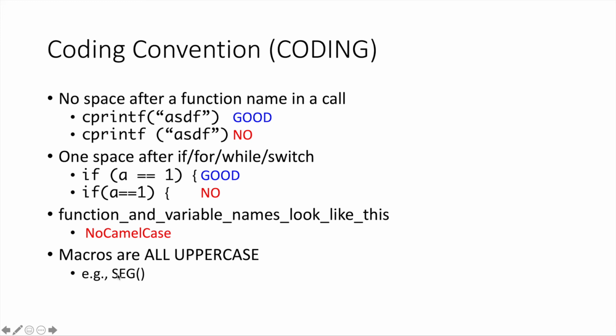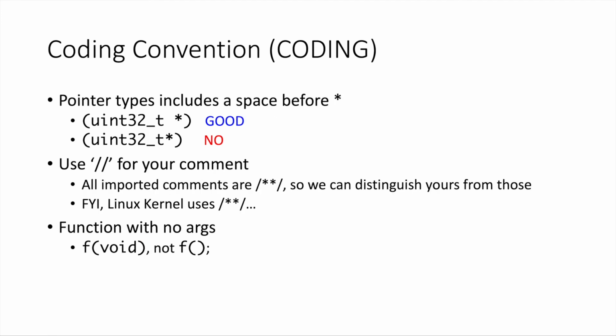For example, SEG is the macro used for creating the GDT row for the global descriptor table. And from the naming convention, since all the characters are uppercase, we can know that it's a macro, not a function call.